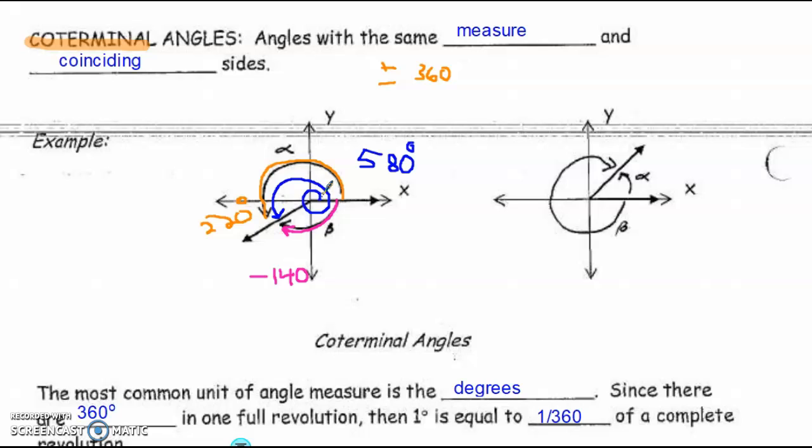Again, we always start here at the x-axis. I did a whole lap right there, then another 220, and that gave me a grand total of 580. And if you would have subtracted 220 minus 360, guess what? You would have gotten negative 140. So please don't make coterminal angles difficult. All you have to do is add and subtract 360 degrees. Okay, so if I go over here, this angle right there to me looks like it's 45 degrees.